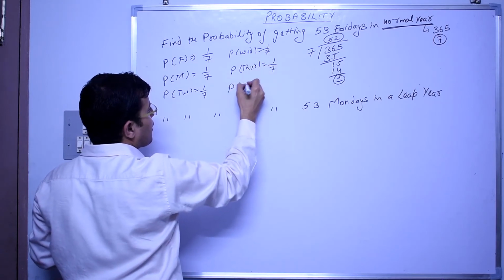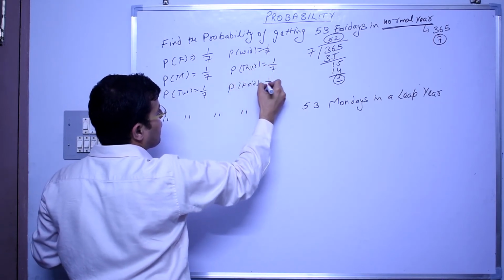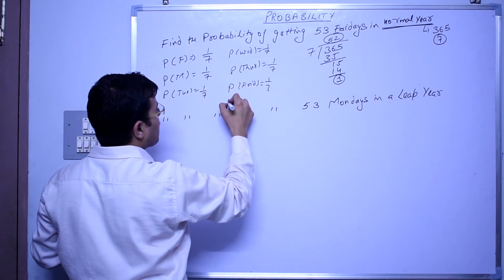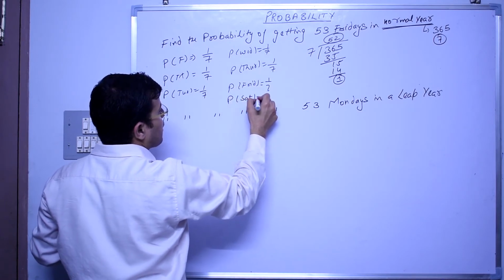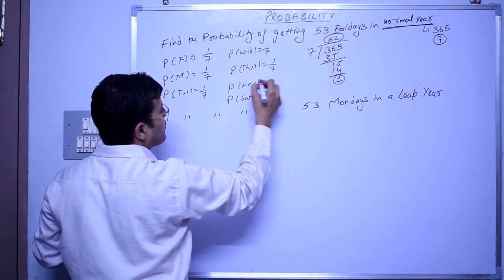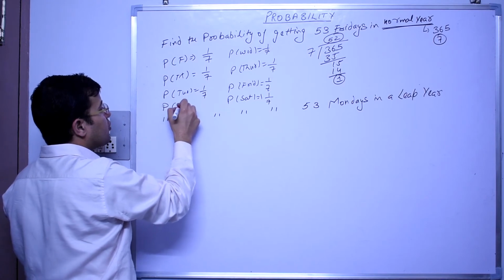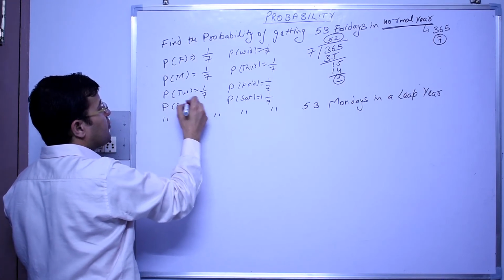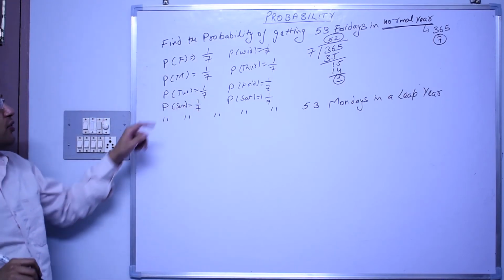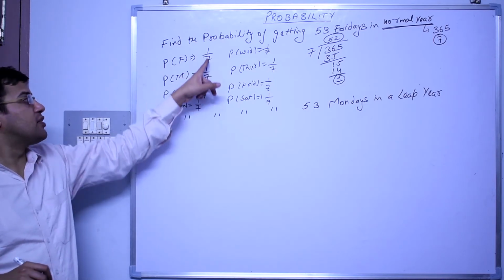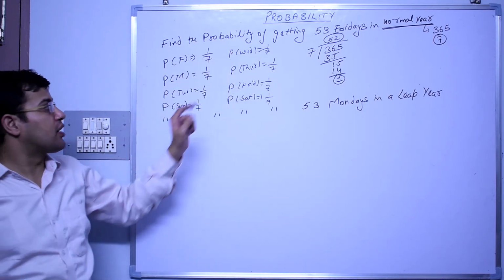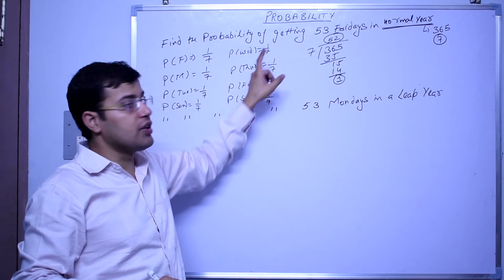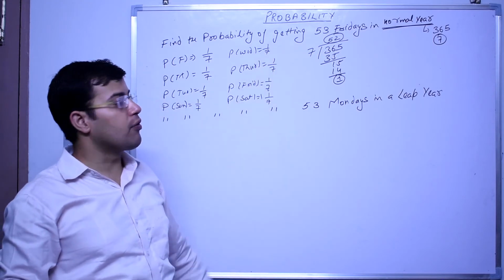And probability of getting it to be a Friday will be again 1 by 7. Or probability of getting it to be a Saturday is again 1 by 7. And probability of getting it to be a Sunday is again 1 by 7. Right? So irrespective of the day, the answer remains the same, that it can be any one day out of these 7. So hence it will be 1 by 7.